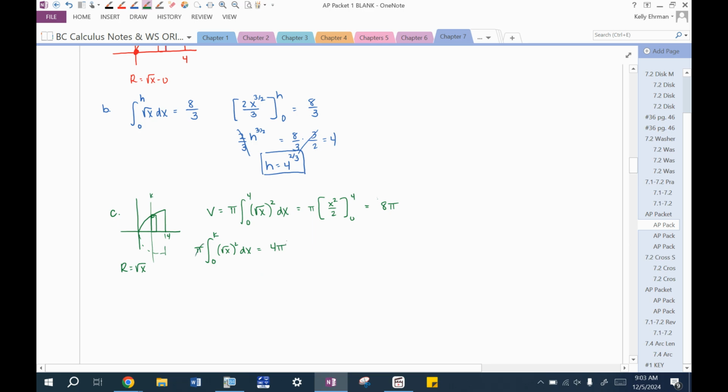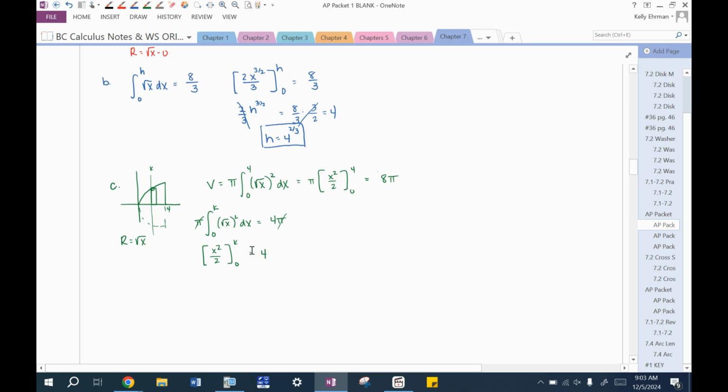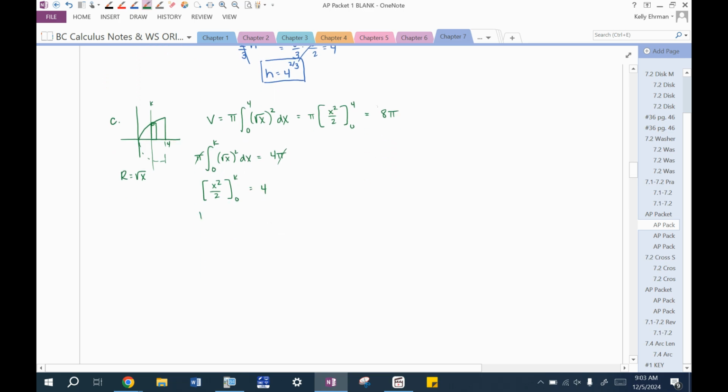So let's get that pi out of there. Let's integrate this. Again, this is really the integral of x, so that's going to give me x squared over 2, evaluated from 0 to k, and now it's just equal to 4 because I divided both sides by pi. You can do that since it's an equation. So this becomes k squared over 2 minus 0 equals 4.